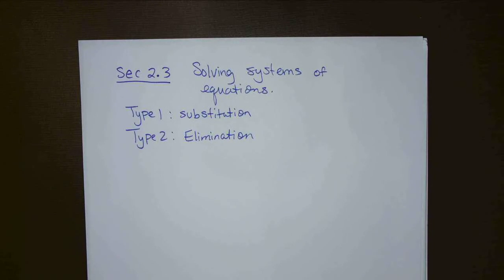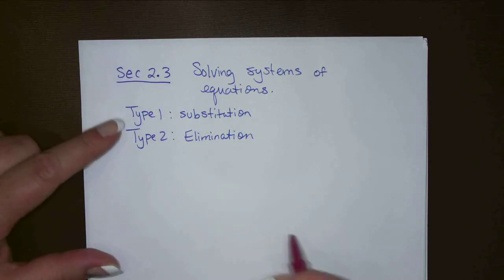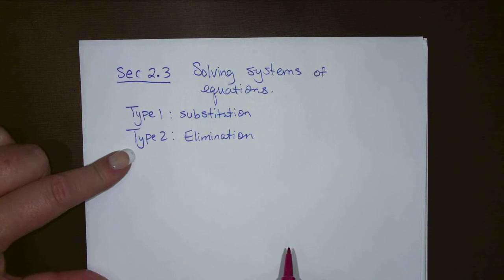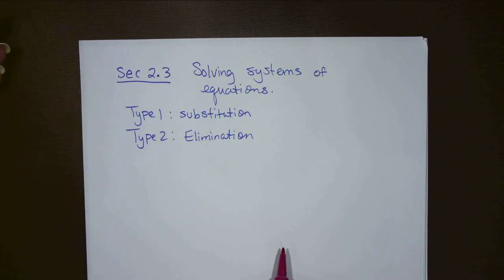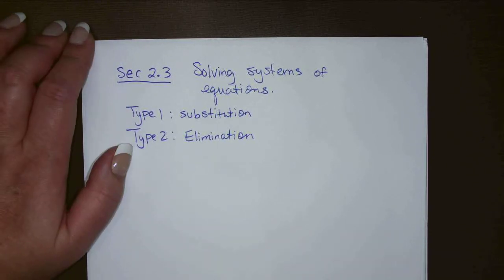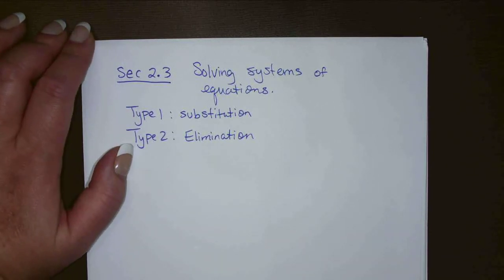So 2.3 is solving systems of equations. That is finding the point that the two lines cross, the intersection point. We're going to do two types, substitution and elimination. And you get to choose which type you want for whatever the question is. You don't have to do one or the other, okay? But I'm going to show you two different ways you can solve.